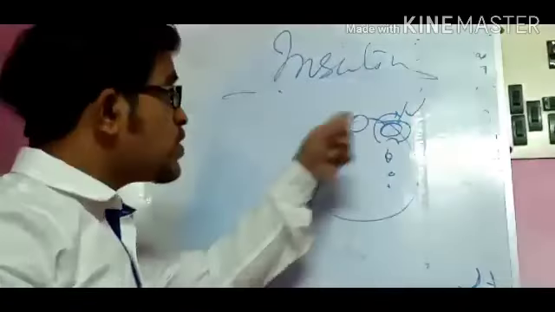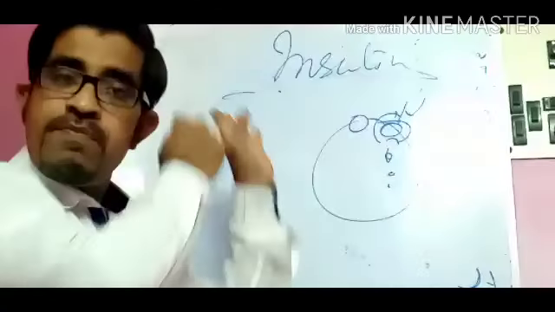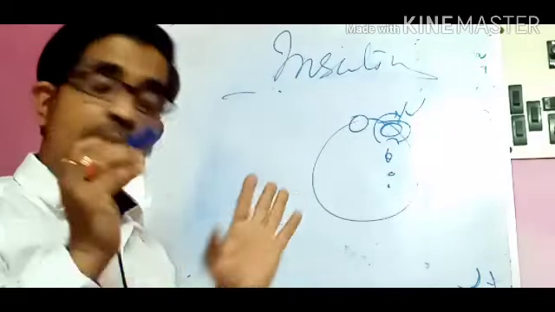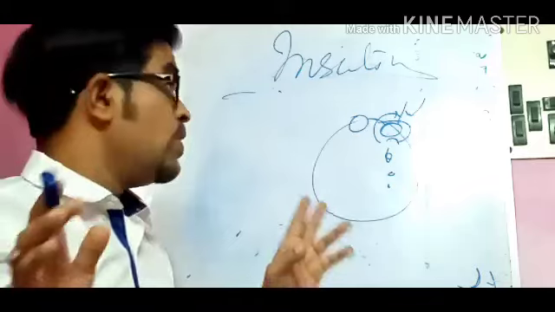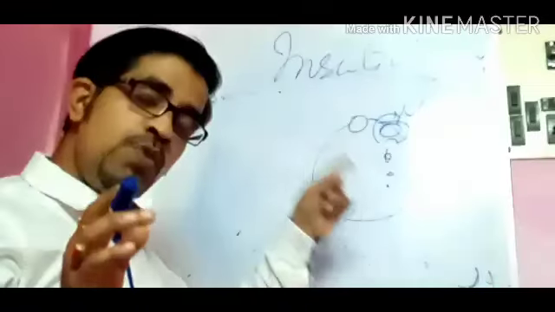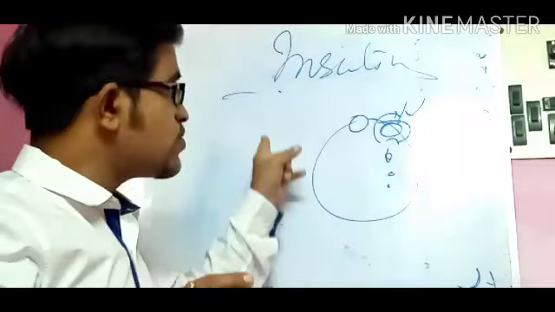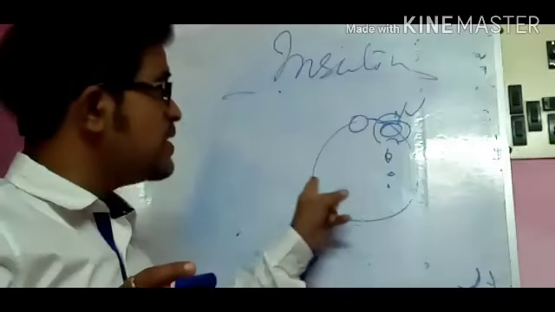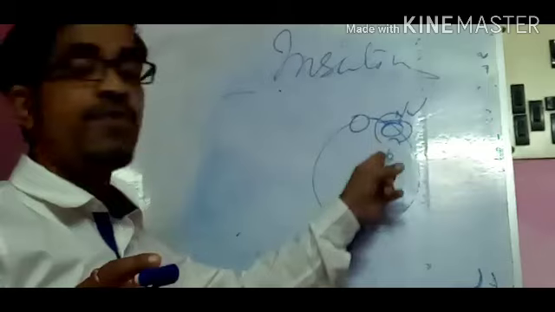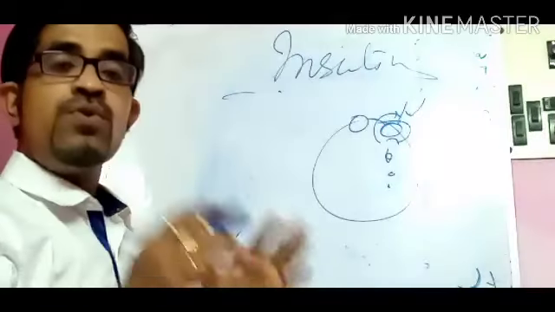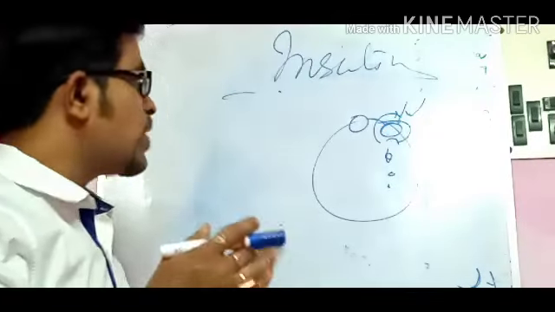So how is this glucose transporter moving? There are lots of mechanisms, but I am not going to share all of them now. Remember that this moves due to insulin. Insulin binds with that receptor, and that potentiates the movement of your glucose transporter. If the glucose transporter does not move, what will happen?